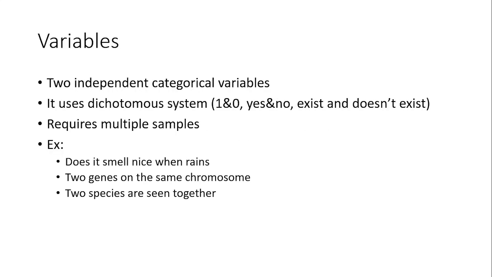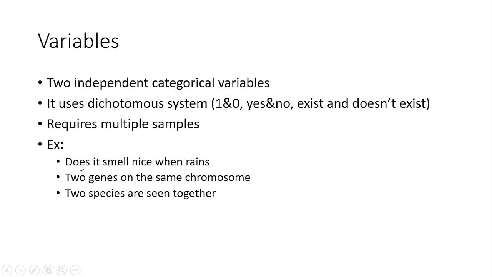Variables. So, two independent categorical variables. It uses a dichotomous system, so it's 1 or 0: yes or no, exists or doesn't exist. Dichotomous means you have two outcomes, no more, no less. It requires, as I said, multiple samples to make it.